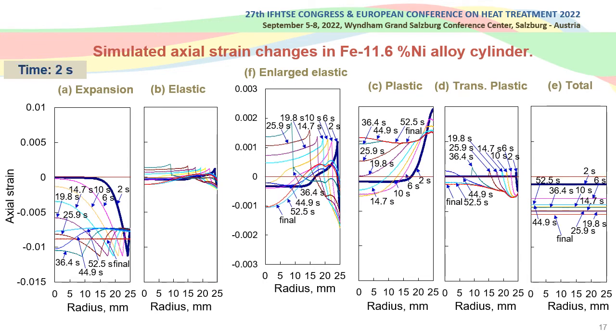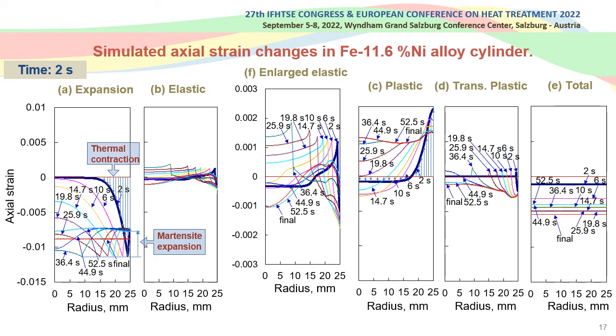Water quenching causes a rapid decrease in the surface temperature of the cylinder. The distribution of expansion strain at 2 seconds is reduced on the surface side due to thermal contraction. The very surface side undergoes a martensitic transformation, so the reduction in expansion strain is reversed. Plastic strain is positively distributed at the surface, opposite to the expansion strain.